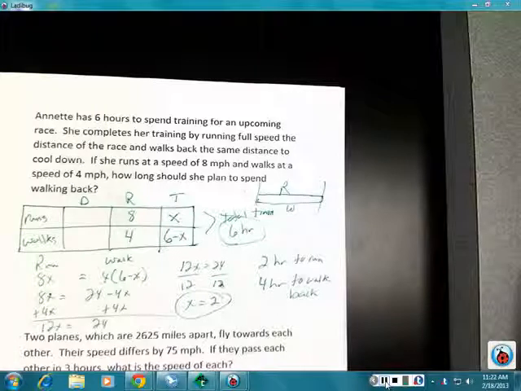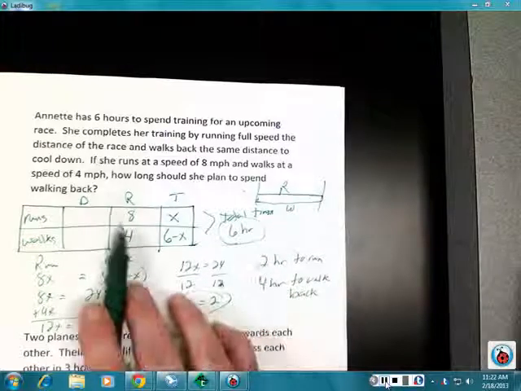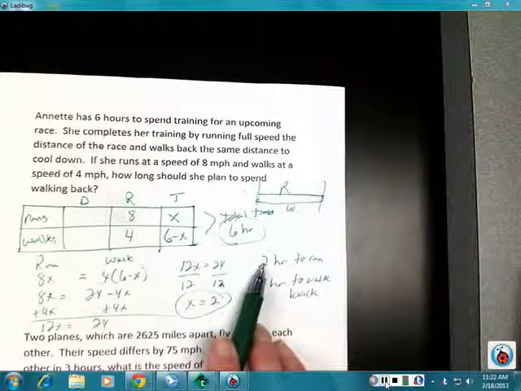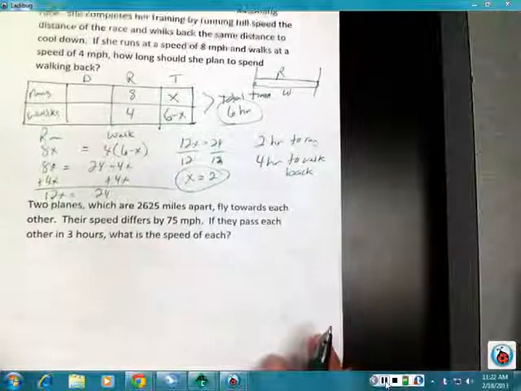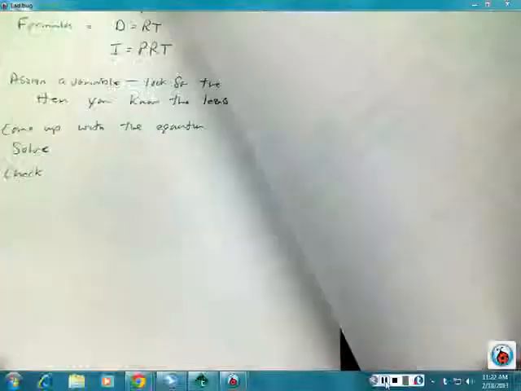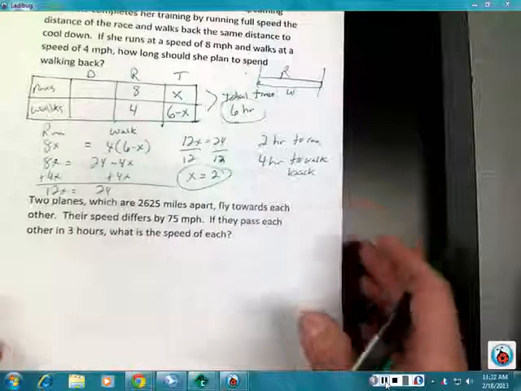She's a busy lady. How far is the race? Can I calculate that? You can, by putting 2 into here. 2 times 8 is 16. So the race itself is 16 miles in length for that one. Okay, another one, and then we'll hold off here.